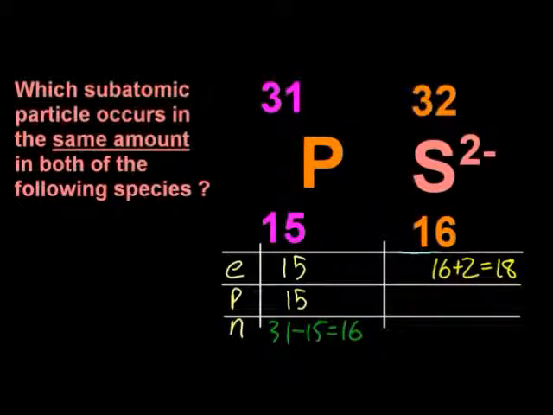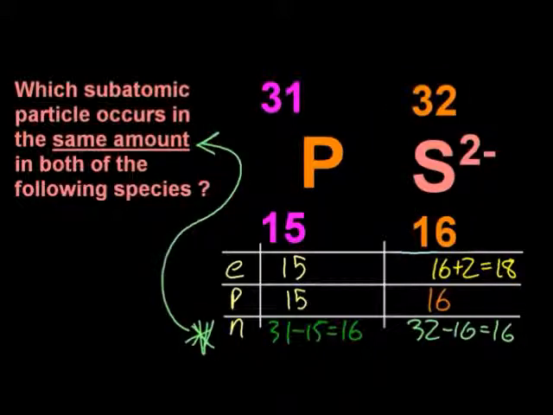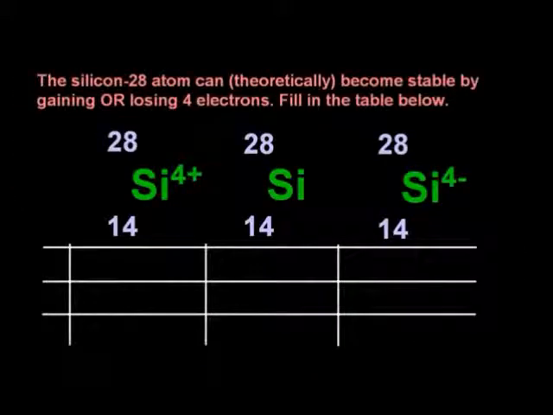The small number is always going to be the protons, though. And the difference is always going to be the number of neutrons. So the electrons could change. But the protons are always the small number, and the difference is always the neutrons. And finally, a silicon-28 atom can theoretically become stable by gaining or losing 4 electrons.